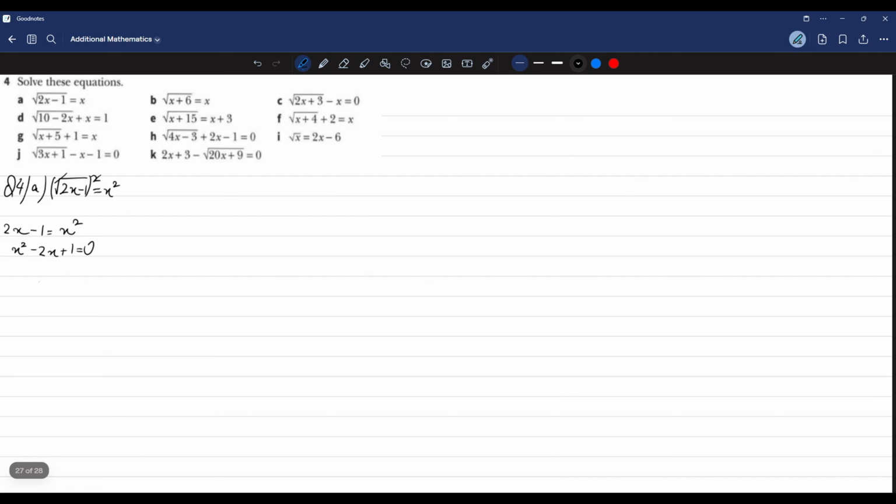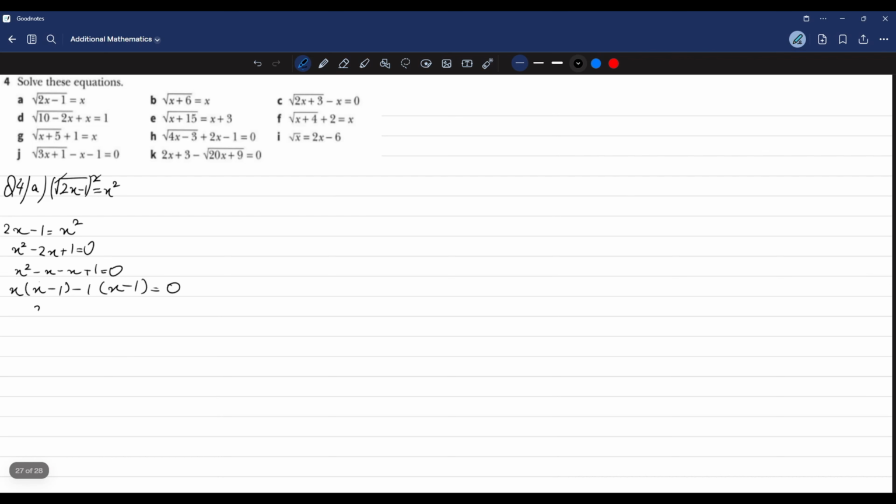How do we take out the factors? What are the factors of 1? 1 and 1. So we are going to basically say x squared minus x minus x plus 1 is equal to 0. So x has the common x minus 1, minus 1 has the common x minus 1, is equal to 0.